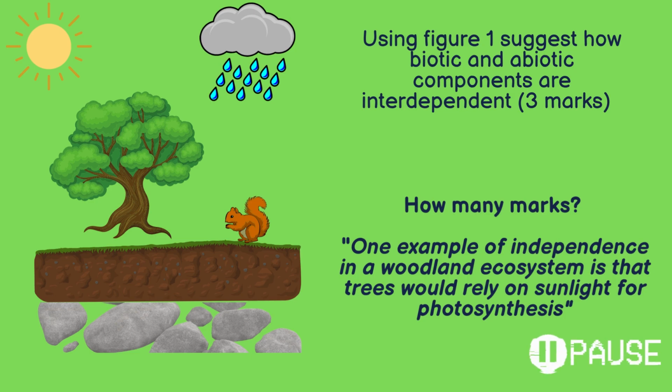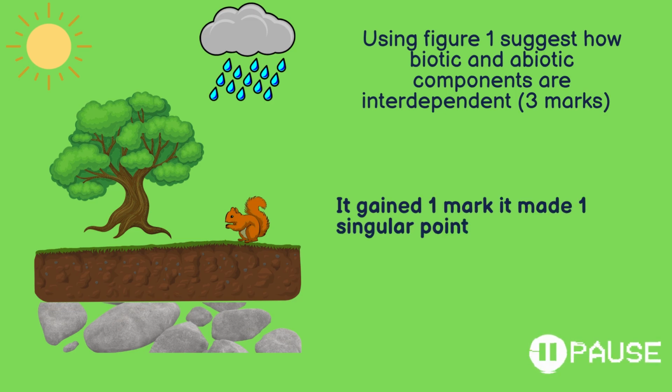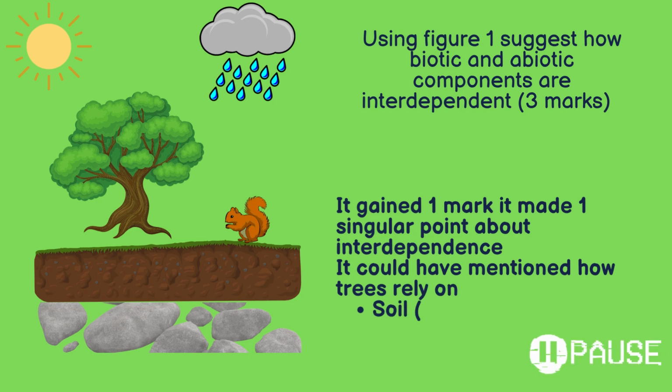Pause the video if you need more time to read and check out. It gained 1 mark. It made 1 singular point about interdependence. To get more marks, it could have mentioned how trees rely on the soil for the nutrients, or it could have said how rainfall is needed for the uptake of water.